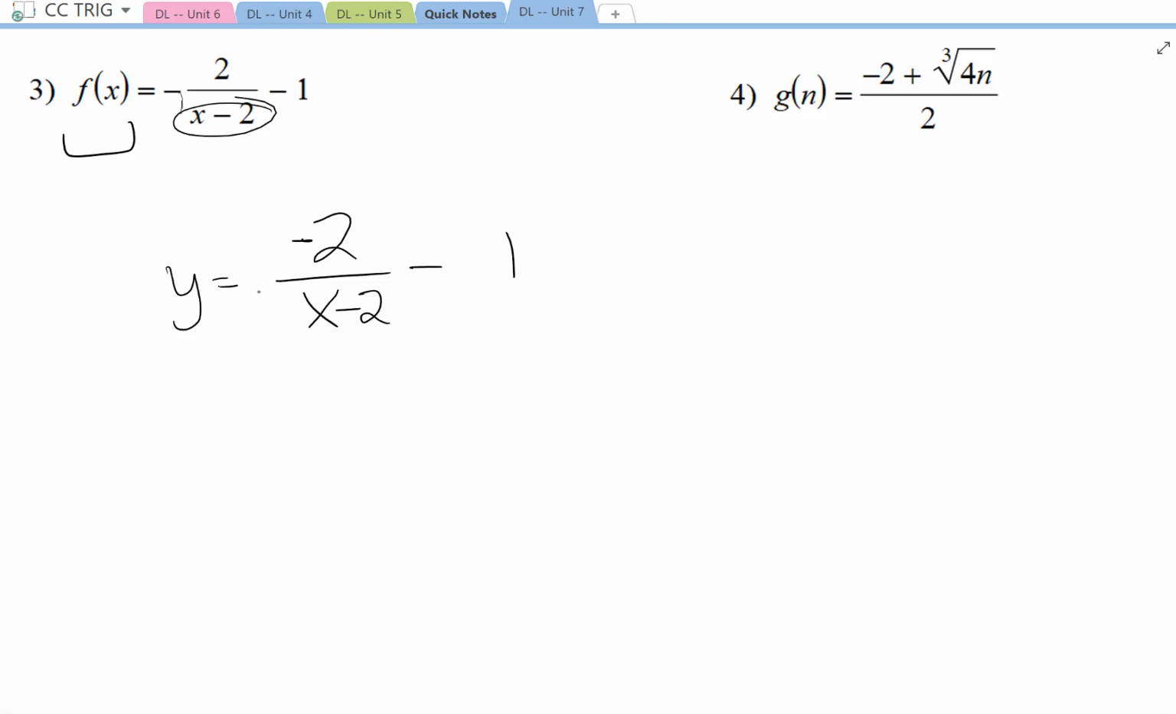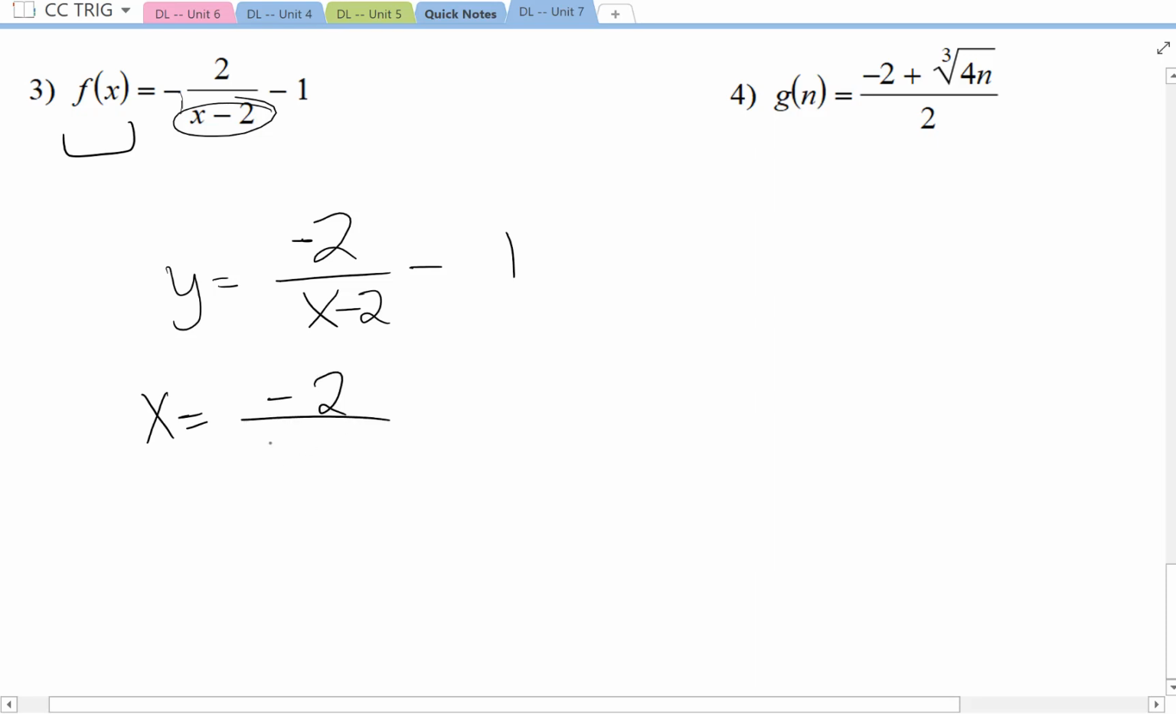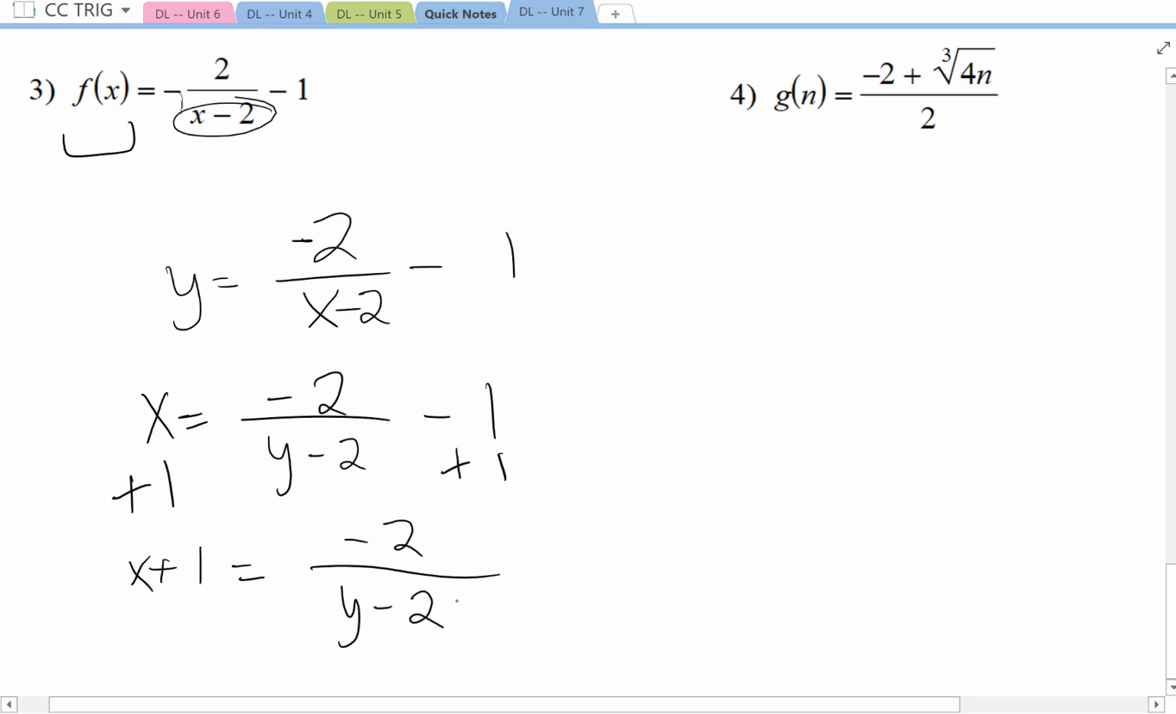Now we will swap y and x. Negative 2 over y minus 2 minus 1. Start furthest away from y and then move in closer. So we're going to add 1 on both sides. X plus 1 is equal to negative 2 divided by y minus 2.